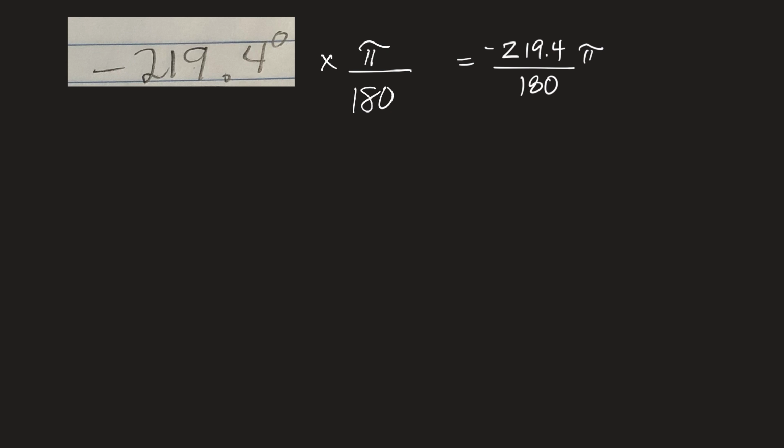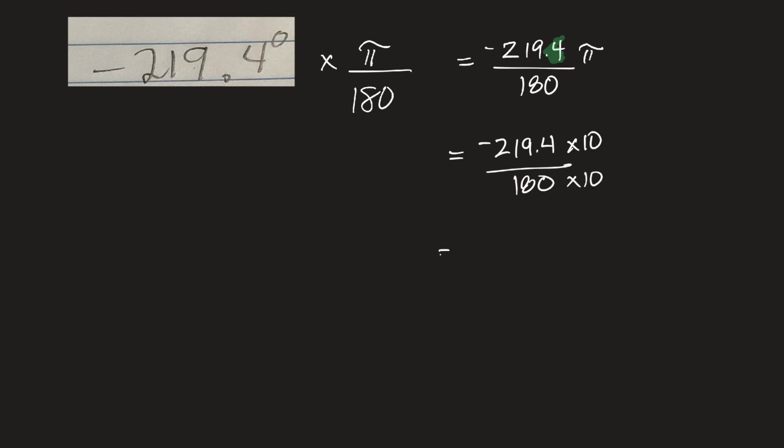But in the answer, they don't have any decimals. And so we have to figure out a way somehow of getting rid of that decimal 4 right there. So a little trick that you can use is, if you have negative 219.4 over 180, if I multiply the top by 10 and the bottom by 10, that's okay.